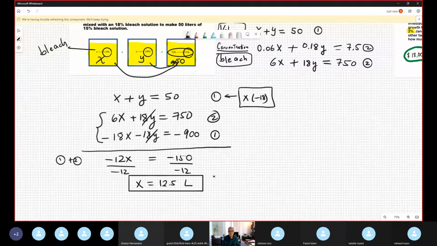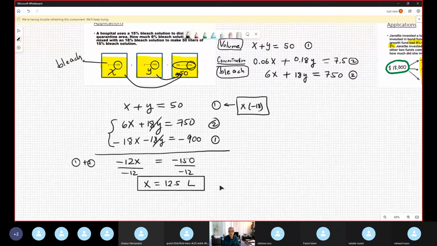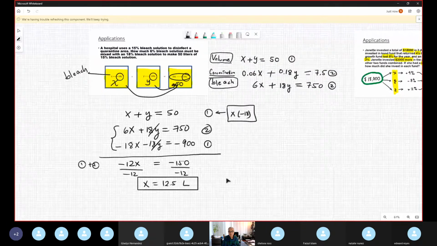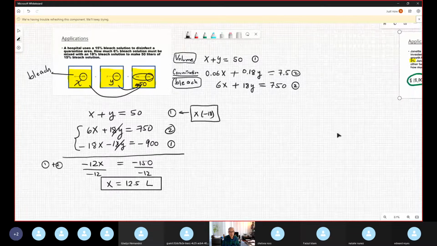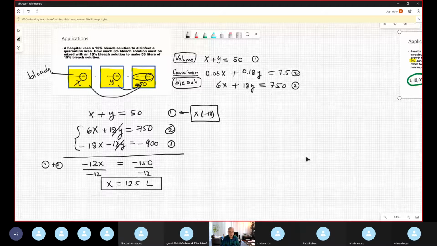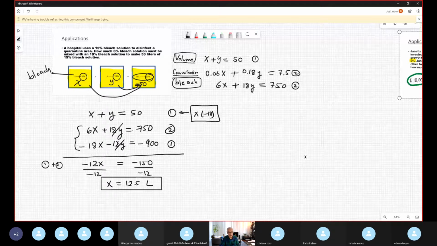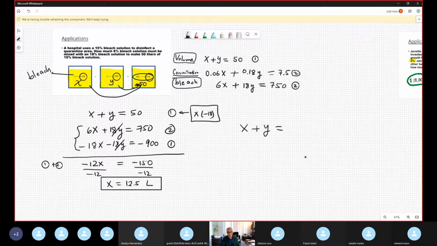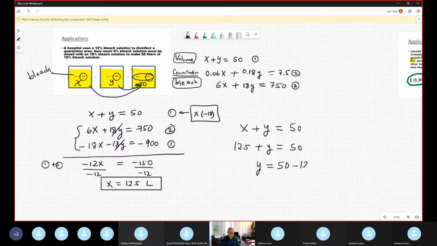Now to find the other volume, where the concentration is 18%, you plug it in either equation. I suppose the easy way is plugging into the original first equation, which is super easy. So, x plus y equals 50. But now I discover that x is 12.5, so 12.5 plus y equals 50. Therefore, y alone is 50 minus 12.5, and the answer is 37.5.